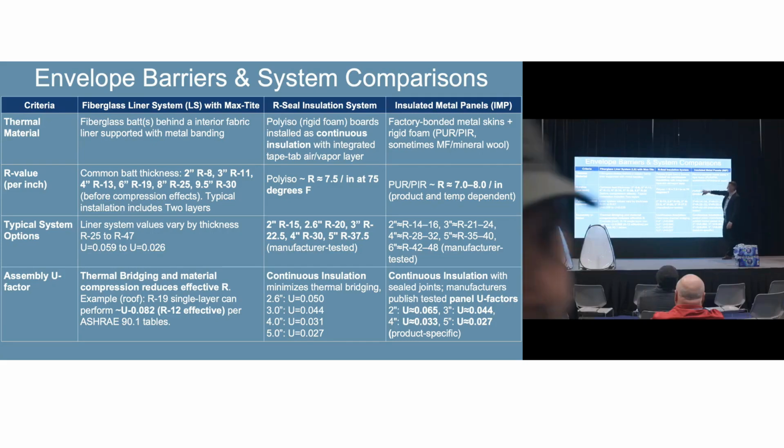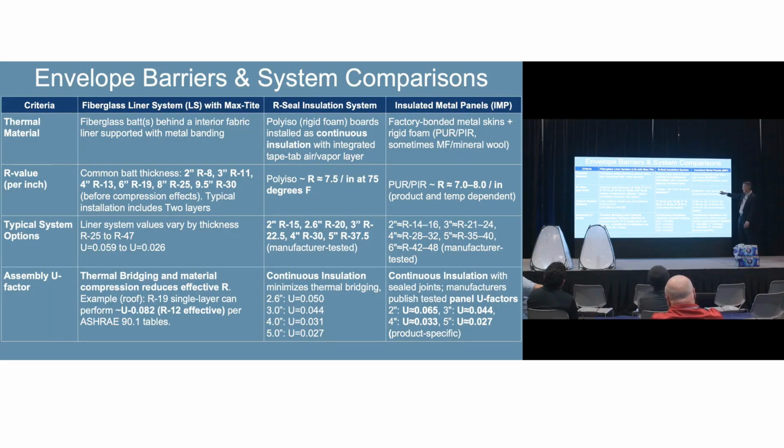If we come over, the same thing with our R-Seal, our rigid boards, that's coming in with some really good R values. Your polyiso foams, which you're used to, that closed cell foam that's in the middle, we're getting about R7.5 per inch. Something good to remember. Over here, with our insulated metal panels, again, we've got an R value per inch of about 7 to 8, depending on the manufacturer.